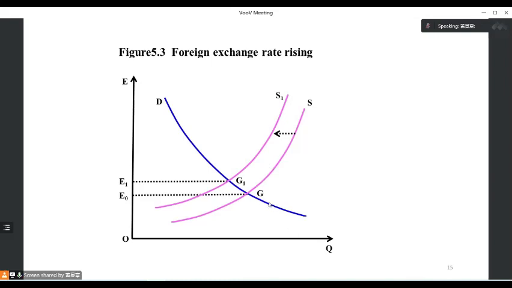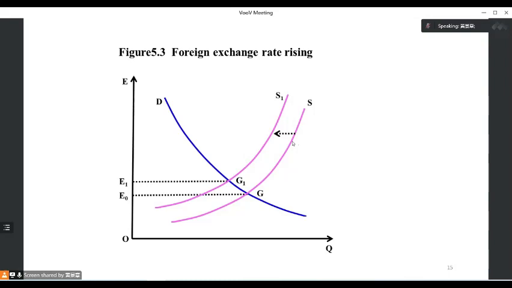At the beginning, foreign currency demand crosses foreign currency supply S at point G. A company at the state of point G has a foreign exchange rate E0.